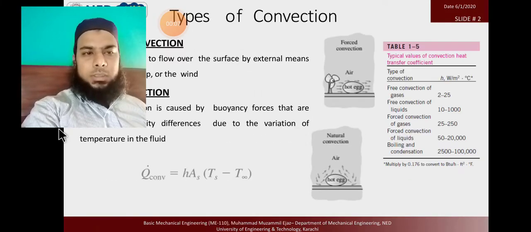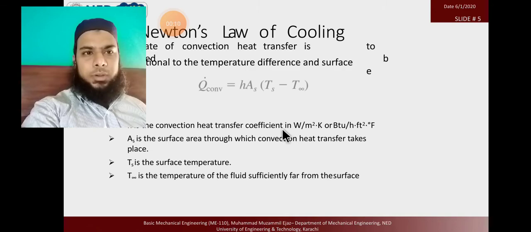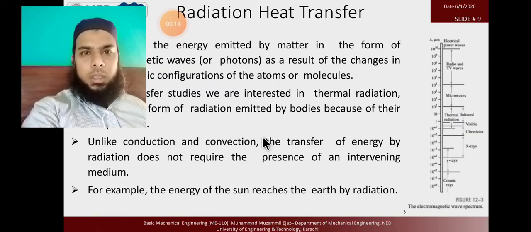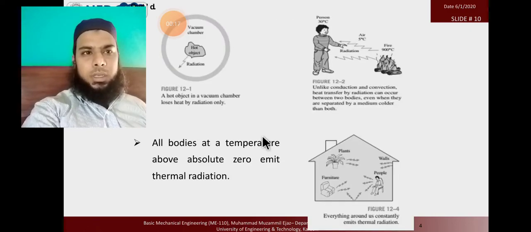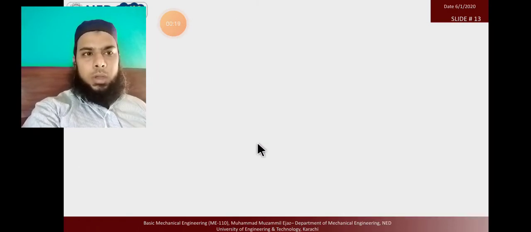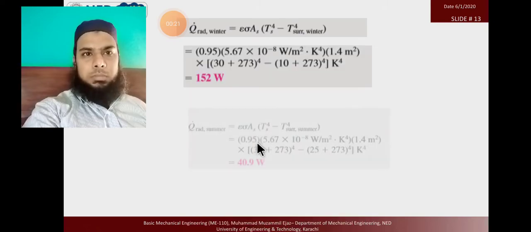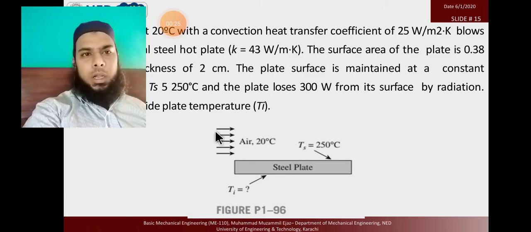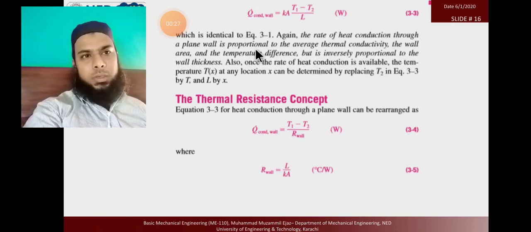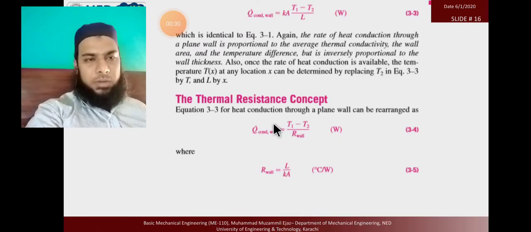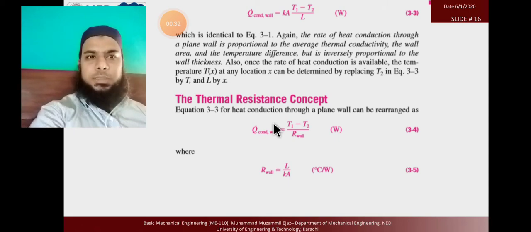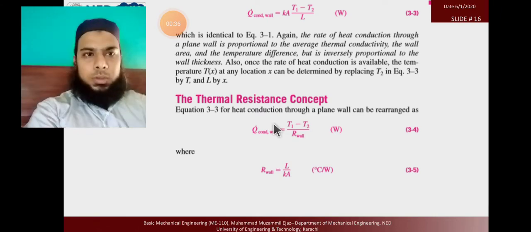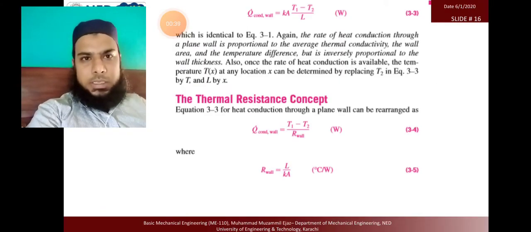In the last lecture, we did some numericals of radiation and overall heat transfer through conduction and convection. Today we will start further numericals related to the overall heat transfer, and also learn some parameters related to calculating the overall heat transfer coefficient. Before starting that, you should have an idea of overall heat resistance.